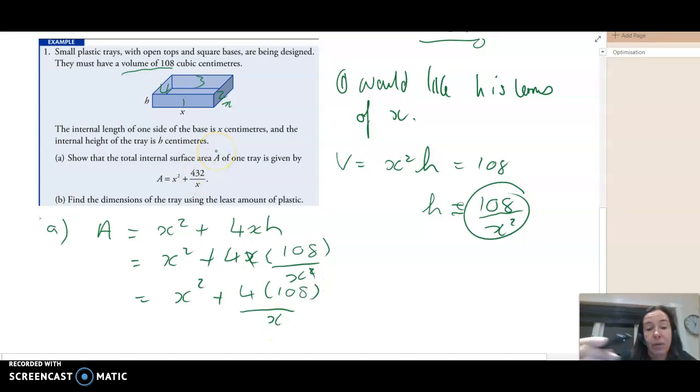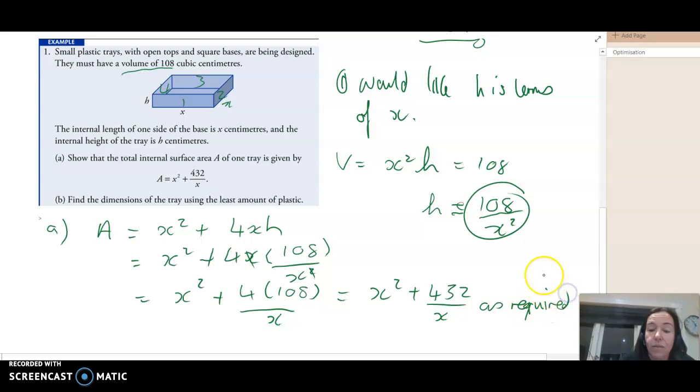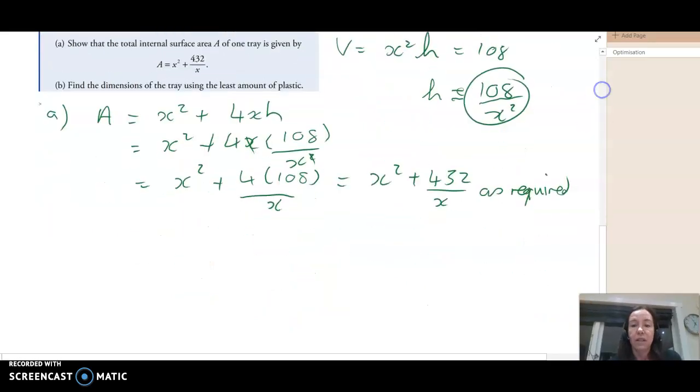And I am going to guess that 4 times 108 is 432. 4 8s are 32. Plus 432 as required. That's a QED. Okay, so first of all, they did give us a hint of what we needed to do. We needed to think about getting our H in terms of X. So it wasn't as hard as I thought it was going to be.